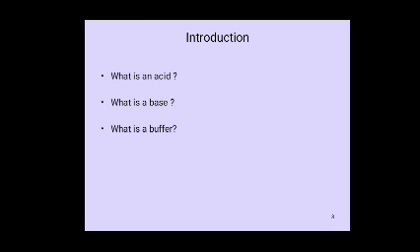What is an acid? The substance which dissociates in aqueous solution and produces H plus ions is called an acid. Like the acids HCl, H2SO4, HNO3, CH3COOH, H2C2O4, H2CO3, these all are acids.